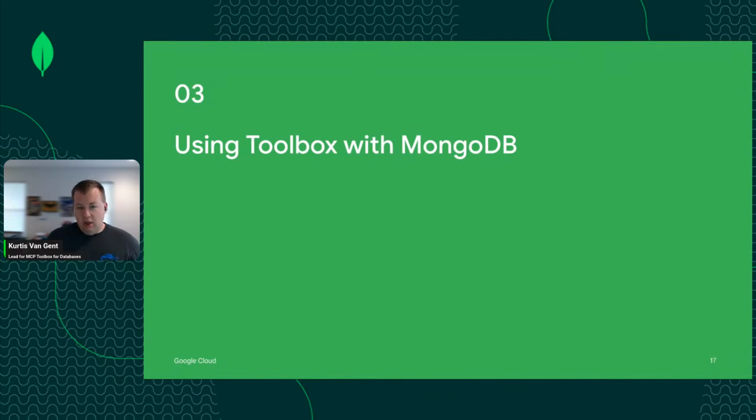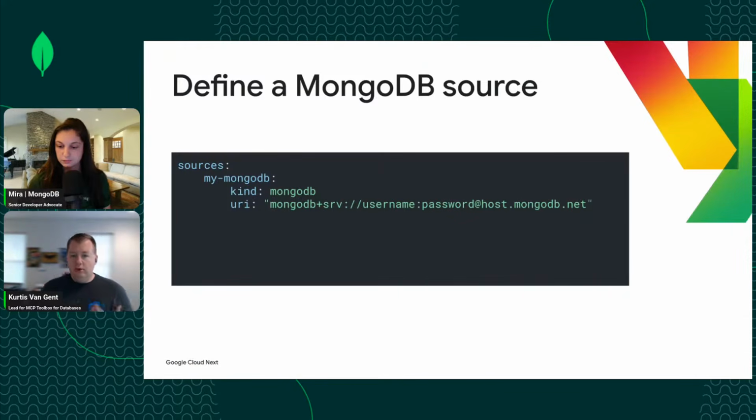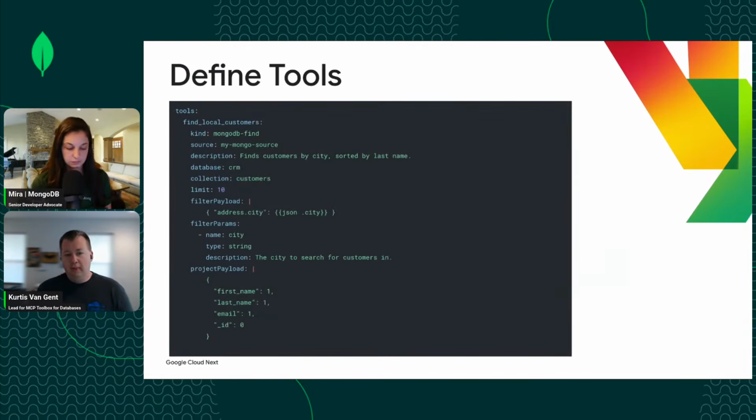So now let's talk about what using Toolbox with MongoDB looks like. So the first thing you have to do is define a MongoDB source. And for MongoDB, this is pretty short. You can just pass in a URL that represents how you want to connect, and that's all you need. That'll create a source for you that represents how you're connecting to MongoDB and is a MongoDB client under the hood. The next thing you want to do is define tools.